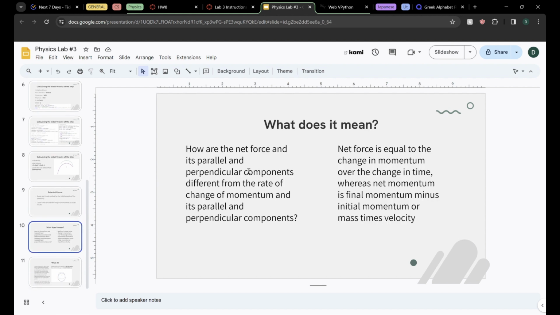What does it mean? How are the net force and its parallel and perpendicular components different from the rate of change of momentum and its parallel and perpendicular components? Well, net force is equal to the change in momentum over the change in time, whereas net momentum is just the final momentum minus initial momentum, or mass times velocity.